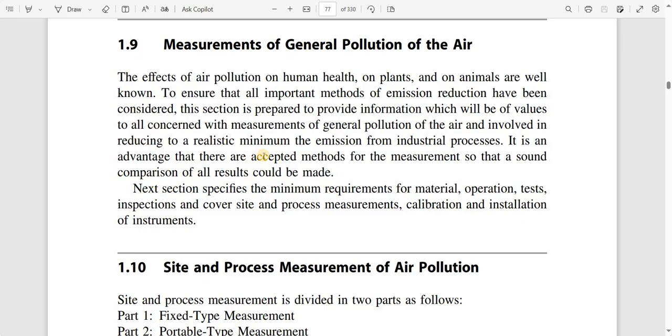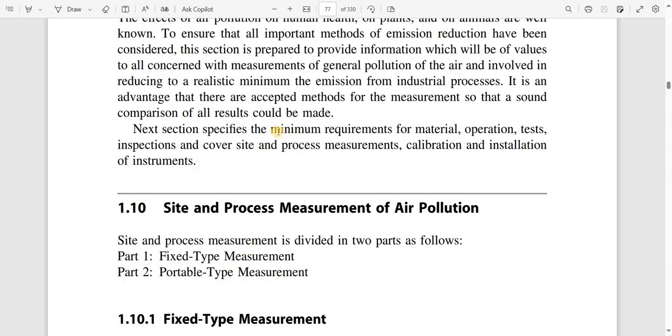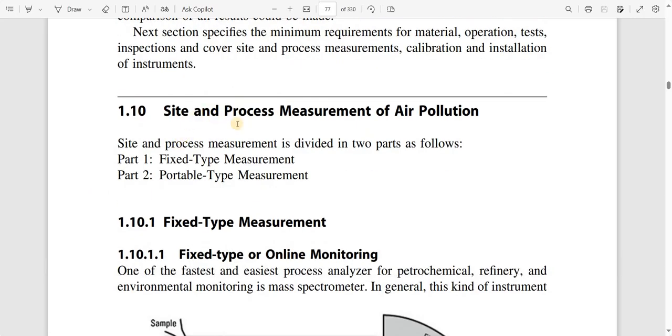It is an advantage that there are accepted methods for the measurement so that a sound comparison of all results could be made. The next section describes the minimum requirements of materials, operations, tests, and inspection, and covers site and process measurements, calibration and installation of instruments. Let's see site and process measurement of air pollution.